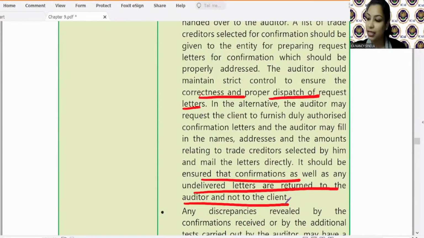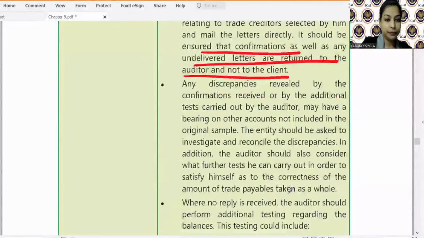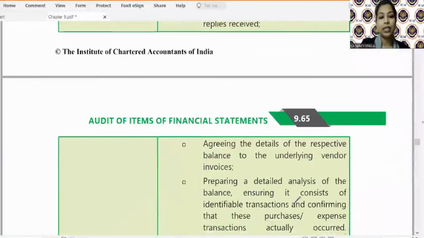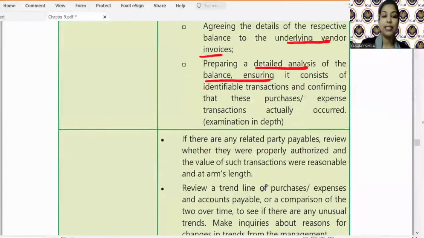Same आ रहा है ना? Segregation of duty, absolutely same. ठीक है? Then same, when no replies received, additional testing करेंगे, है ना. वहां क्या था, subsequent receipts. अब यहाँ पर क्या आ जाएगा, subsequent payments, है ना. ठीक है. Then respective vendor invoices देखो, detailed analysis देखो, है ना. Examination in depth absolutely same, है ना.